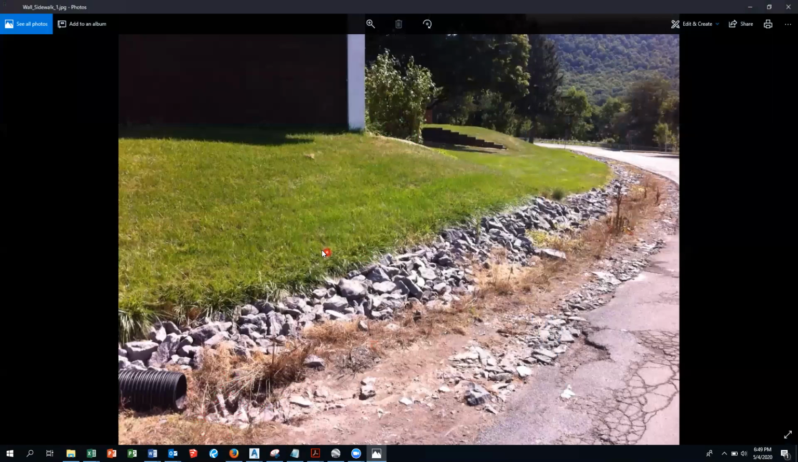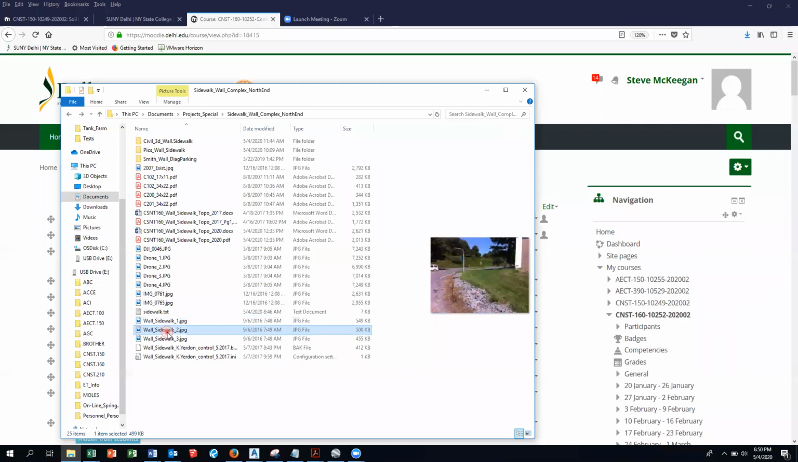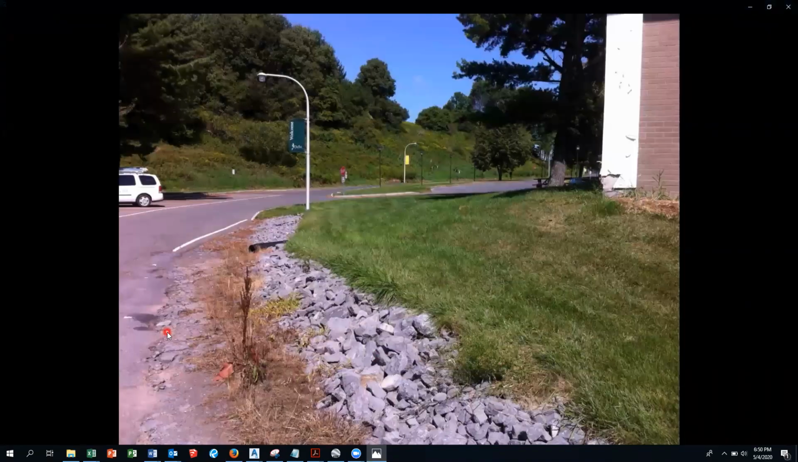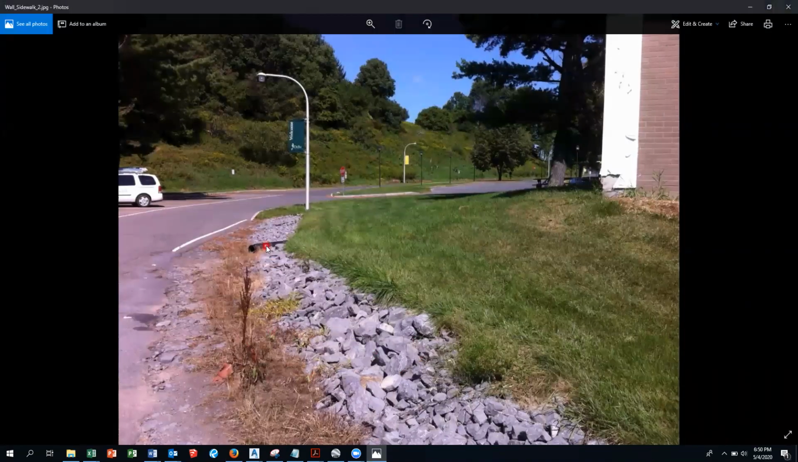photos. There's your pinch point that we were talking about, right? So, you know, how are you going to put that sidewalk in there? That's going to be quite a unique little construction job right there. That's looking the opposite way. There's one of the culverts that we have to deal with. Smith Hall parking lot over here.